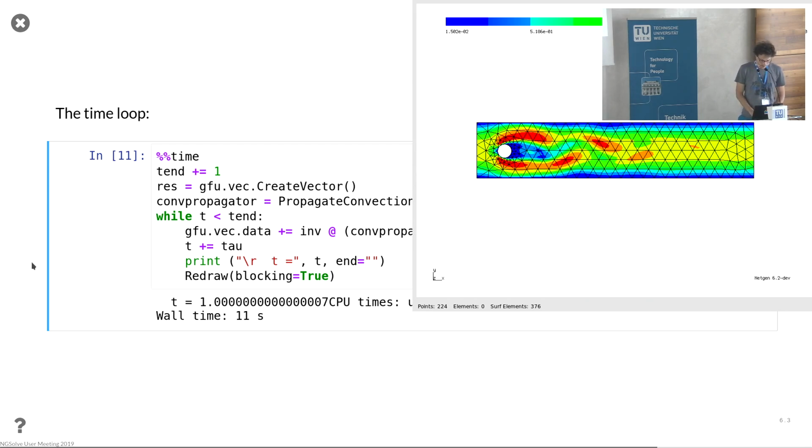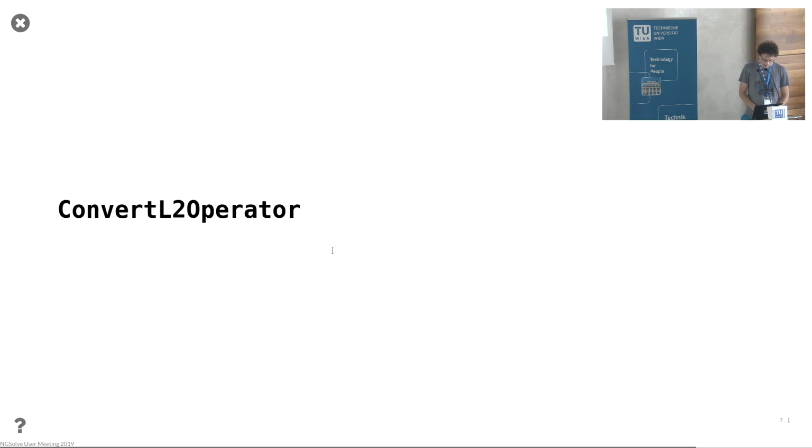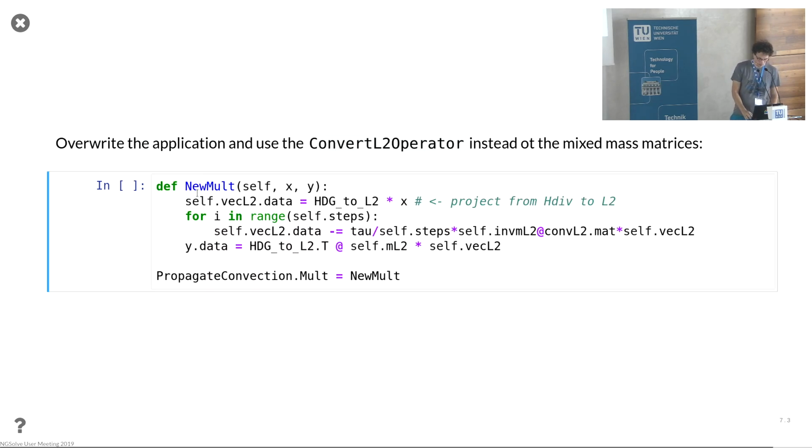Okay, so the idea of this tutorial was essentially to discuss the operators between the different spaces. And instead of doing this with the mixed bilinear forms, you can also do this with the convert L2 operator that Joachim also mentioned before. So this is what you have here. You can directly write down this operator going from the HDG space, or the Stokes discretization space, to L2 by first applying the embedding. So just take the HDiv part of the whole vector and then convert the HDiv function into an L2 function. So this is what gives you that operator here.